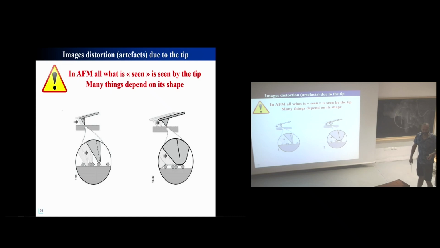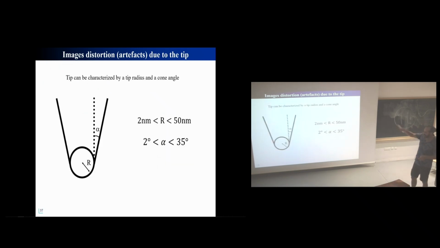The probe, your finger. In AFM, all that is seen is seen by the tip. So your tip is probably the most important object in your system. And there are a lot of artifacts that can come from this. So first, let's characterize a probe. An AFM probe is characterized essentially by its radius and by the cone angle here.